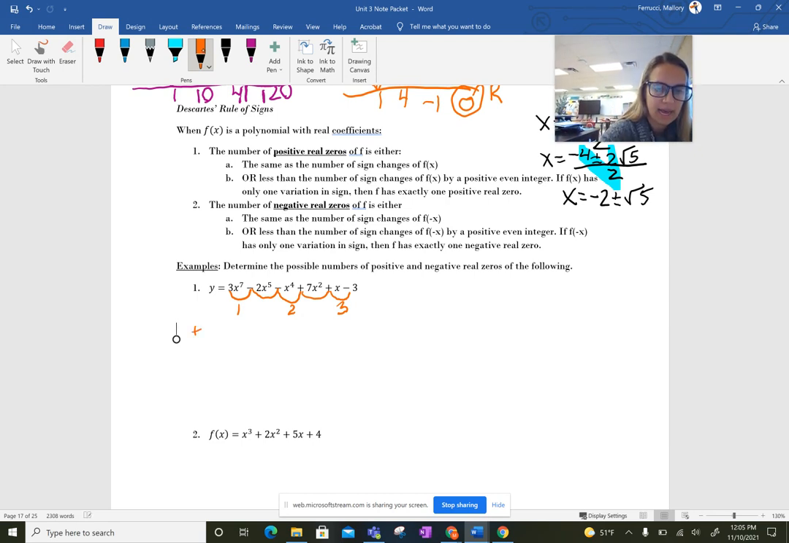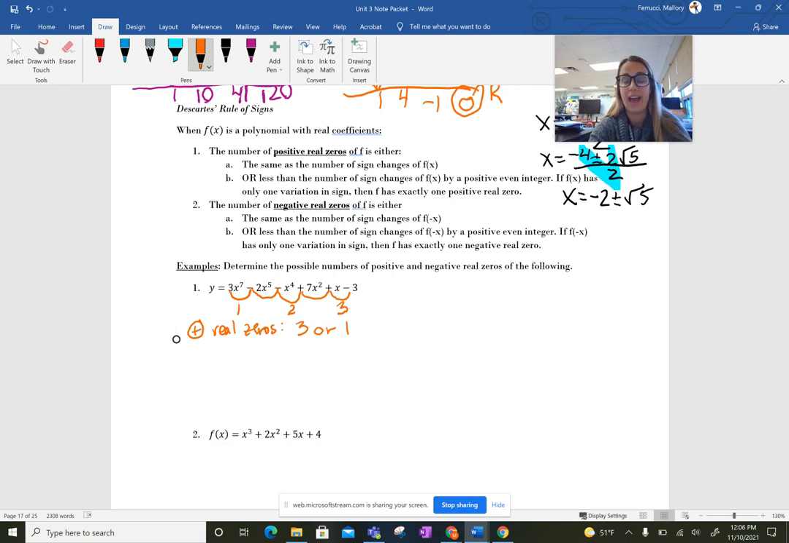So for positive real zeros, they can have either 3 or 1. Okay, so if the final number is an odd number, then you keep counting down until you get to 1 by odd numbers. So like let's say there were 5 sign changes, then it would be 5, 3, or 1.